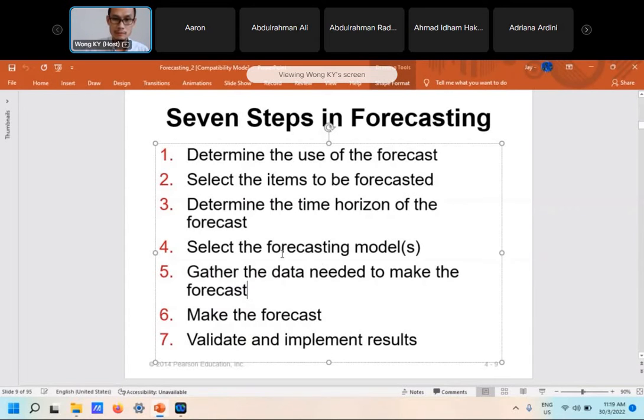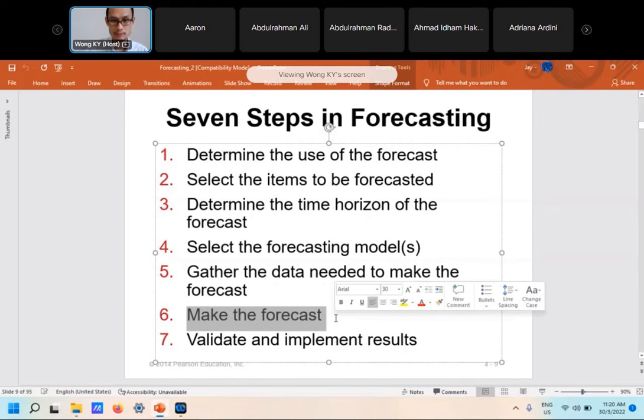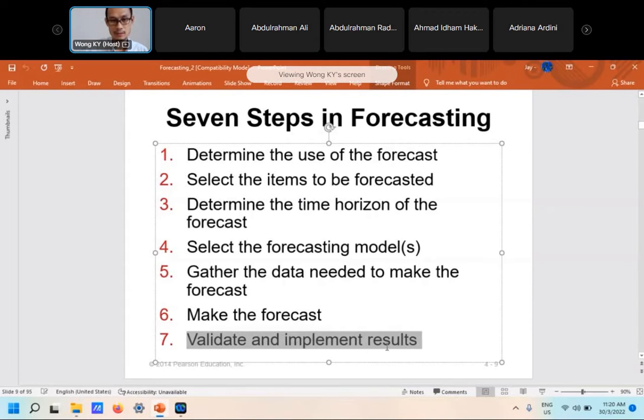Now, before you can forecast, you need data. Okay, so therefore you have to gather the data, collect the data needed to make the forecast. But of course, in exam, in test, data will be given. But in practice, you have to collect the data. Once you have the data, once you have selected the model to use, then you can make the forecast. You can calculate the forecast. Right, and the last step, normally people will validate the forecast and implement the result.